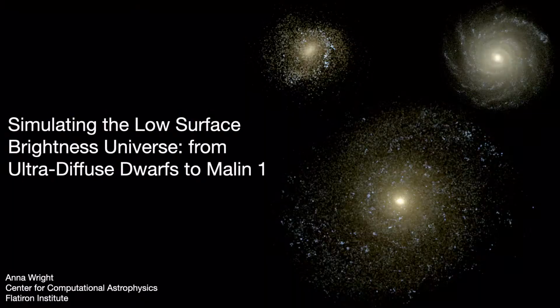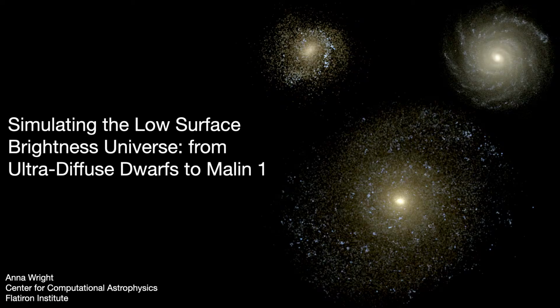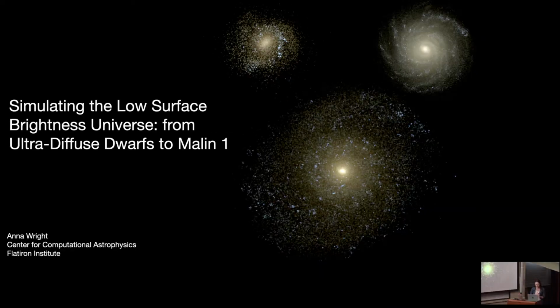Okay, so good afternoon, everyone. As Avi said, my name is Anna Wright. I'm a postdoc at the Center for Computational Astrophysics at the Flatiron Institute. And if you came to my colloquium, then you know that I'm really interested in faint and low surface brightness galaxies and features of galaxies.